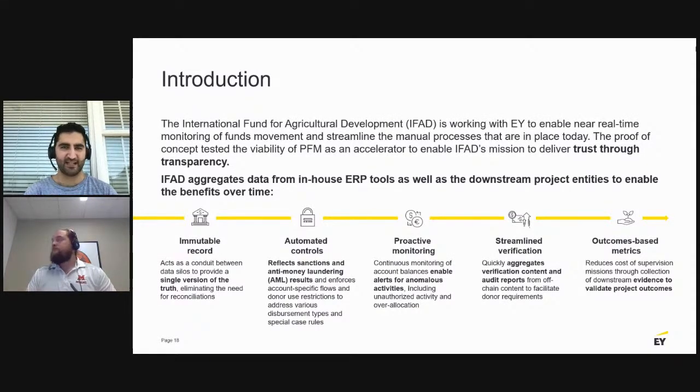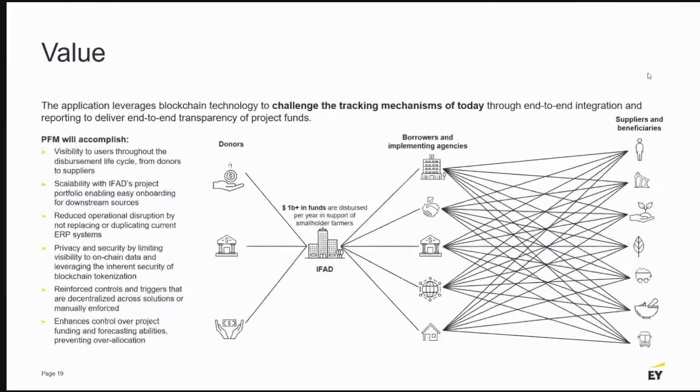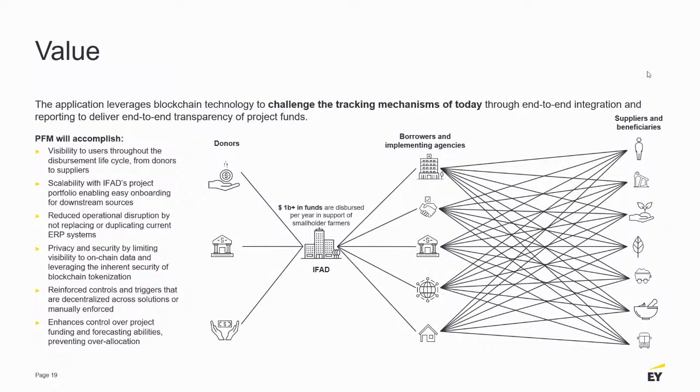If we go to the next slide, I'll walk through some of the flow of funds and why it's so challenging for an organization like IFAD. Looking on the left-hand side, we're starting with the donors. Funds go over $1 billion a year in donations coming to IFAD. Those funds go out to the borrowers and implementing agencies, and ultimately end up with the suppliers and beneficiaries. If you look at the direct arrows that come in and out of IFAD, it should be clear to IFAD how much money is coming in, and at a high level where it's going out.